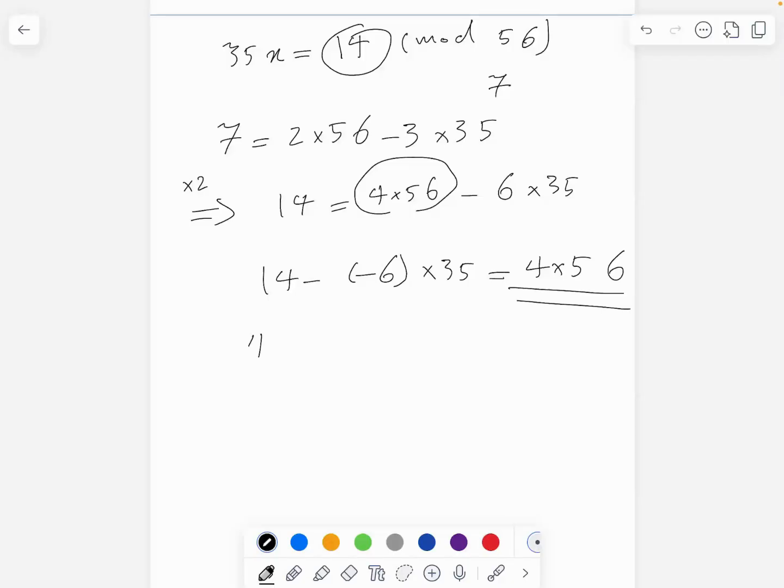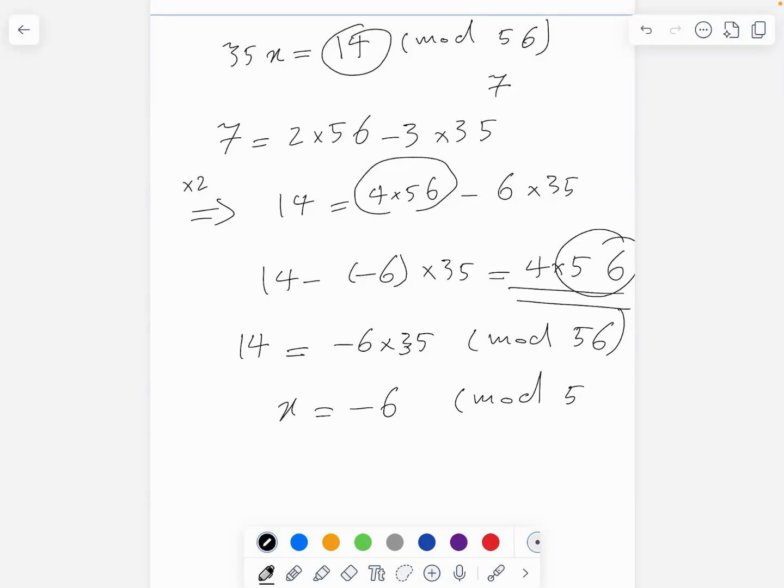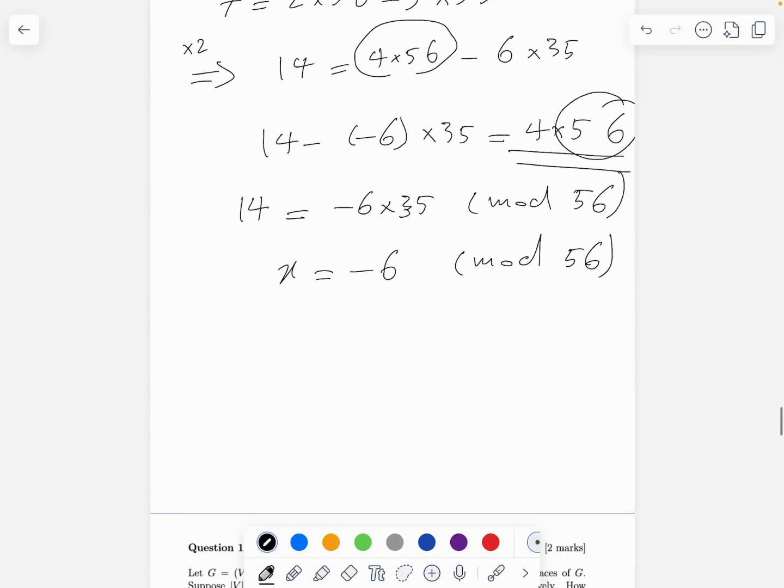Okay, from here, 14 equals minus 6 times 35, mod 56. So your answer will be x equals minus 6 mod 56, or minus 6 plus 56, which means 50. So it is okay to write 50 mod 56 if it is a multiple choice question.